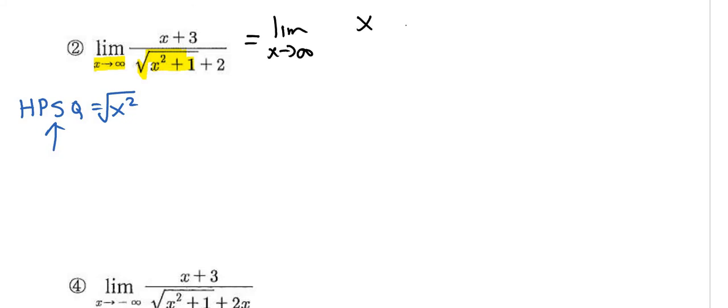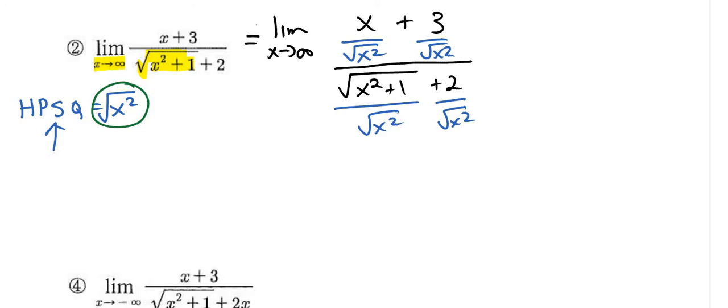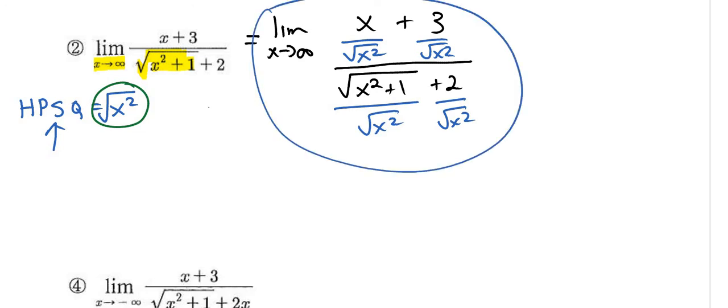Okay, so I'm going to rewrite the problem as x plus 3, leave a little space, underline, the square root of x squared plus 1, plus 2. Now I'm going to divide every single term by the highest power in the square root, which is root x squared, root x squared, root x squared, and root x squared. Although this expression looks very ugly, it's still mathematically the same thing as the original problem.